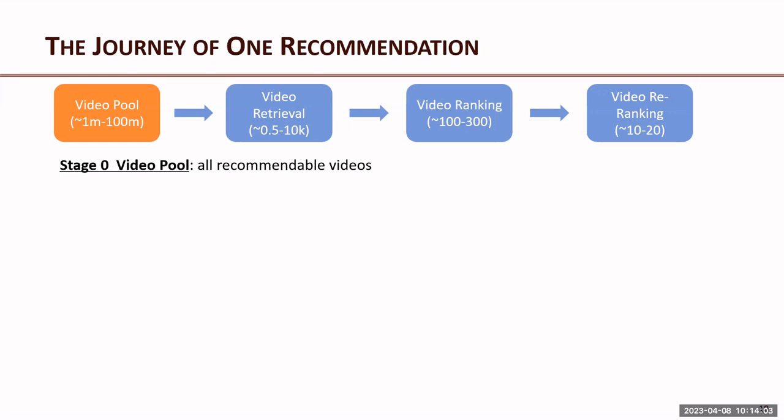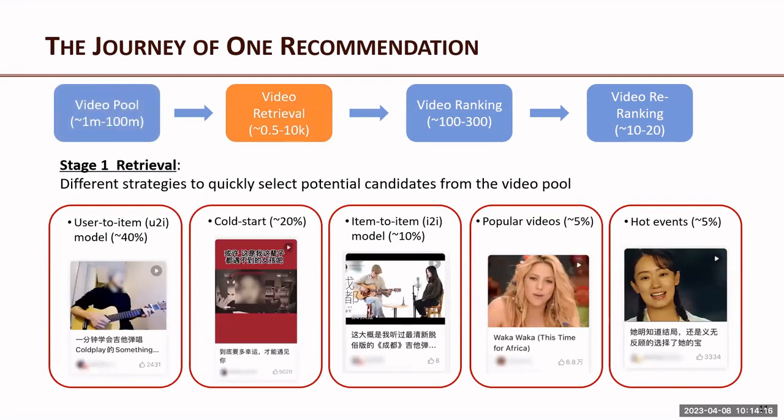And usually for such a video platform, they will have a video pool including all recommendable videos, which is about 1 million to 100 million videos. And they will pass these videos into the first stage called retrieval. The main goal of this retrieval stage is that the algorithm will use different strategies to quickly pre-select 500 to 10,000 videos from that big pool and then use them as candidates for recommendations. For the interest of time, I'll skip what kind of strategies are used. But if you are interested, I'm very happy to discuss more in the offline discussion part.